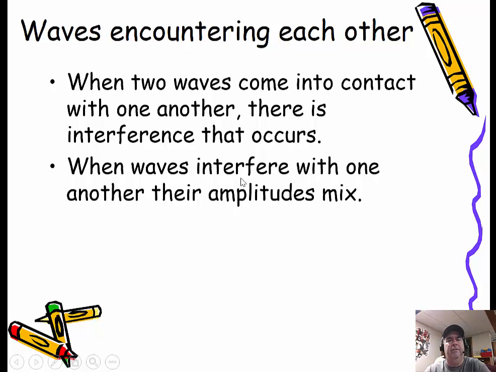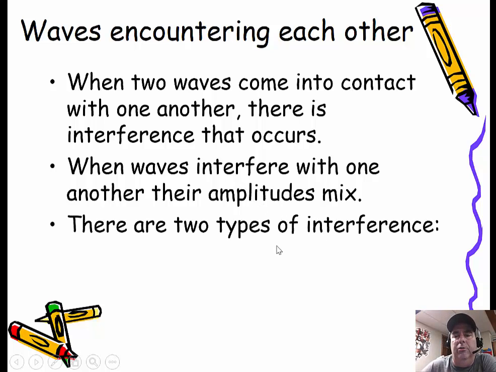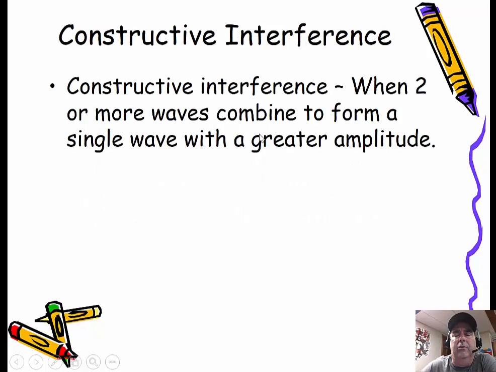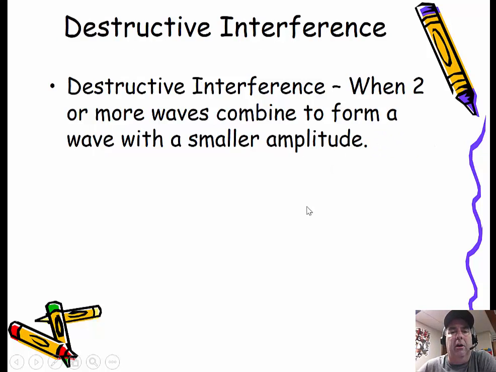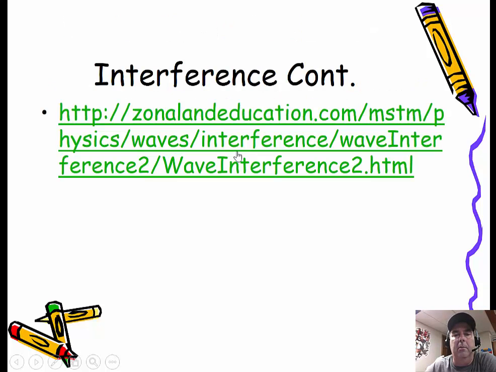When these waves interfere, they are mixing their amplitudes. There are going to be two types of interference. First one's going to be constructive interference. When you construct things, you make them bigger. In this case, we're making our wave bigger because of the greater amplitude. The second one is going to be destructive interference. When you destruct something, you break it down, and when you break it down, you end up with something that's going to end up being smaller.